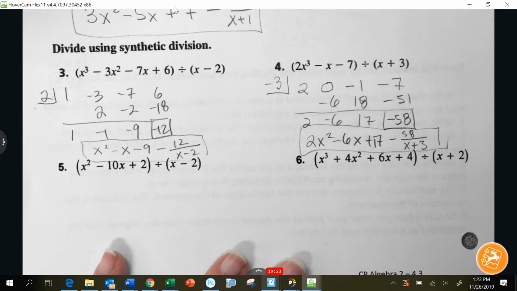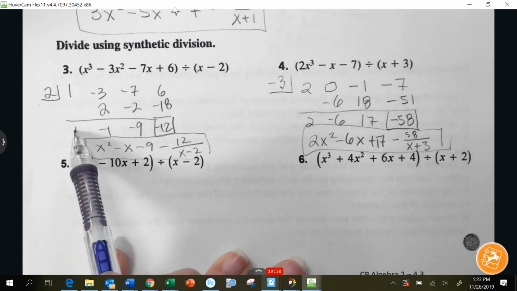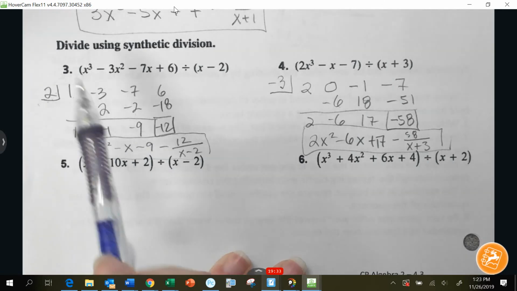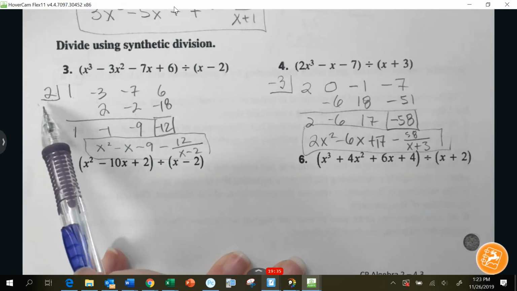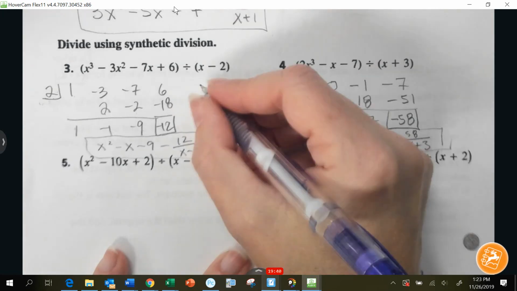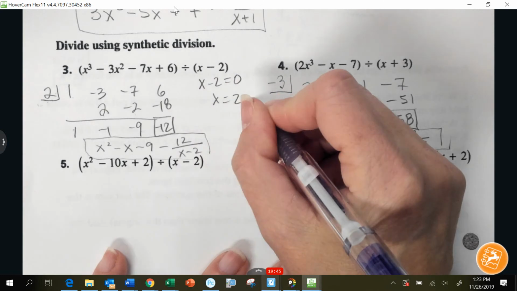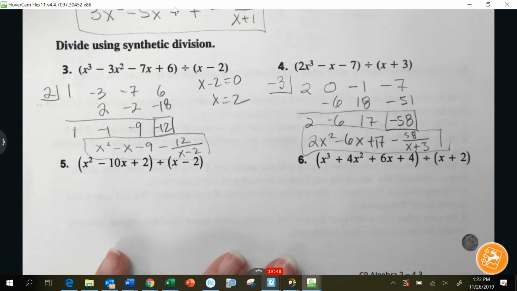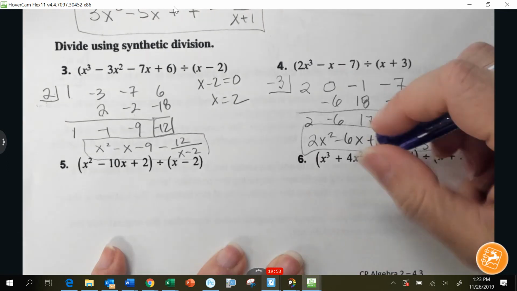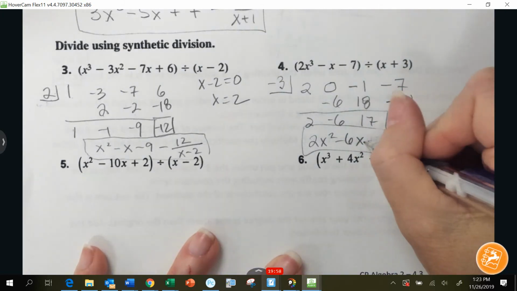Well, first you start with 1, then -3, 18 plus 7, then plus 6, right? Yeah. Bring down the 1, and then you multiply, it's not -2. No, this is not a negative. But over there on the x minus 2 equals 0, oh, so x is positive 2. That's 6x plus 17. Oh, yeah, it's plus 17.